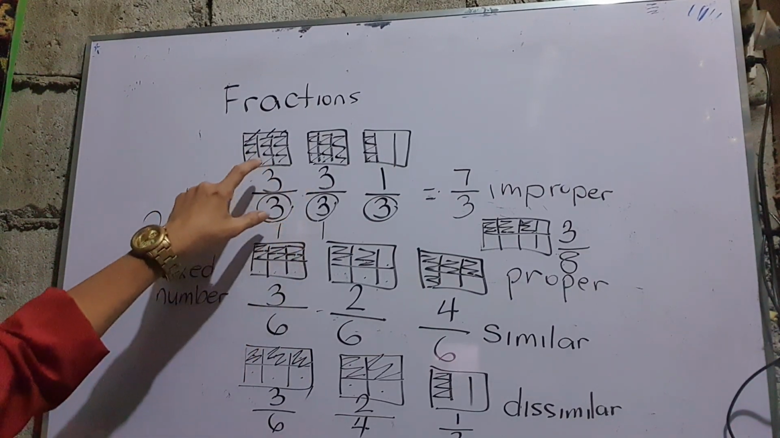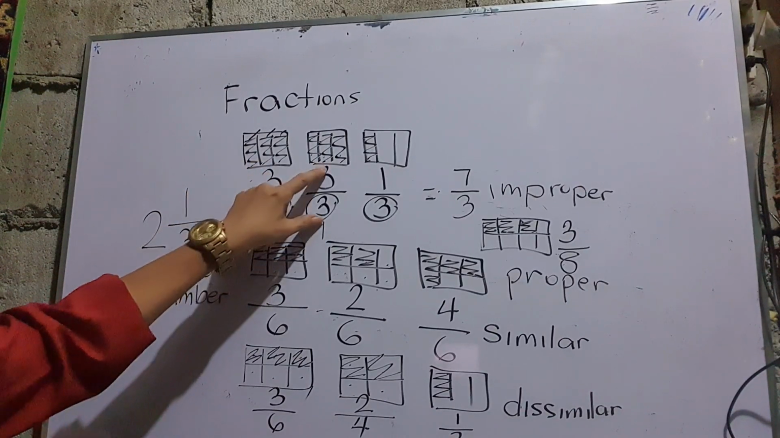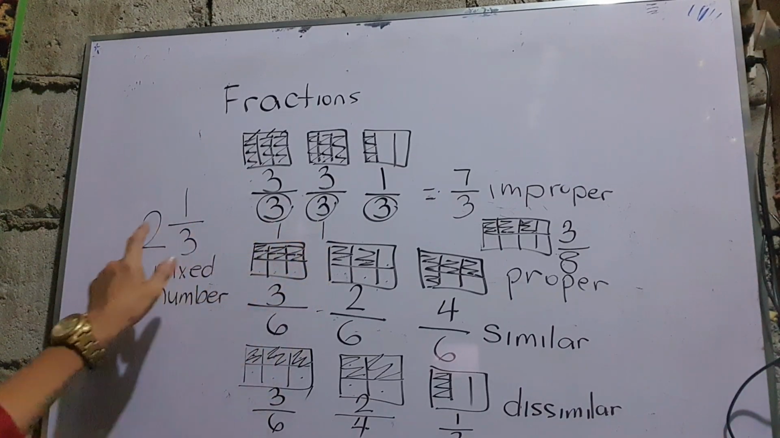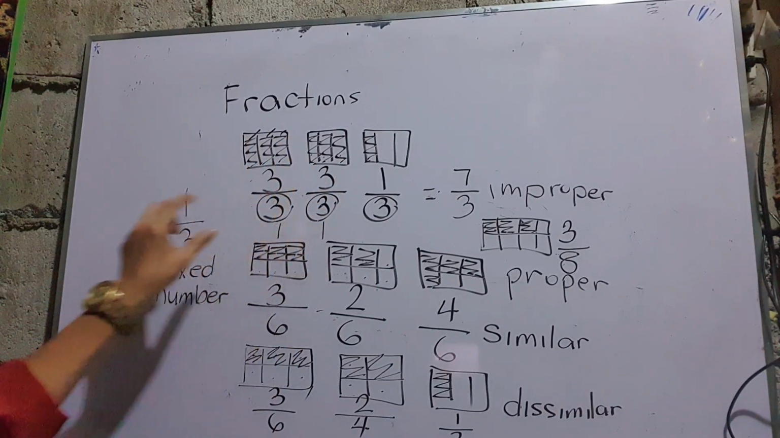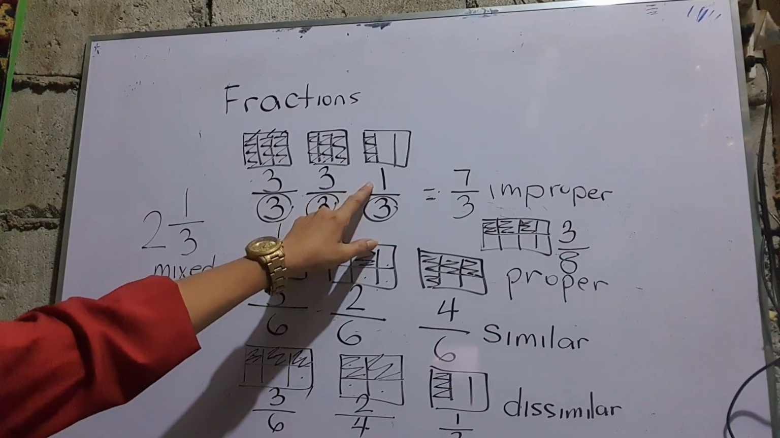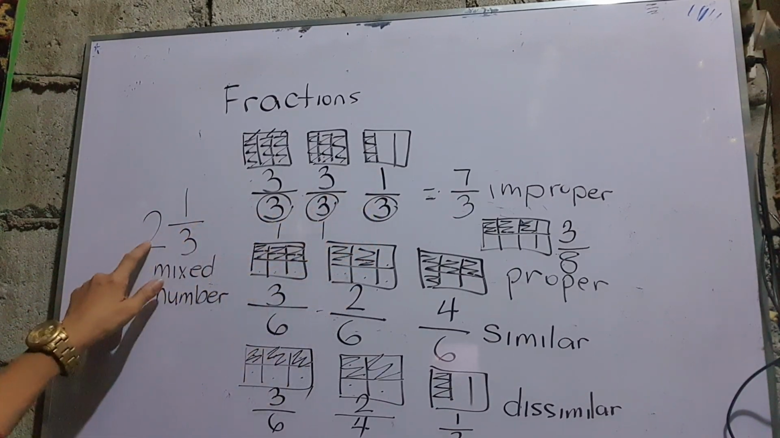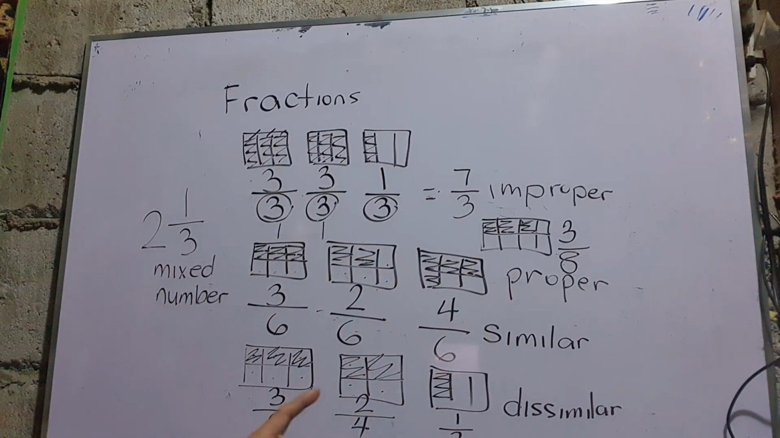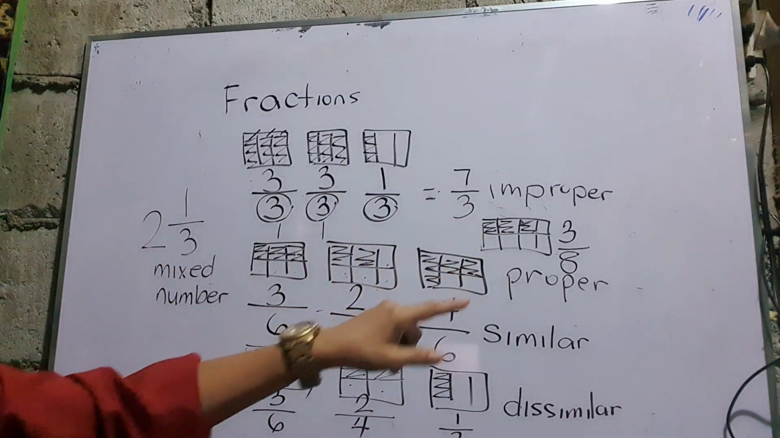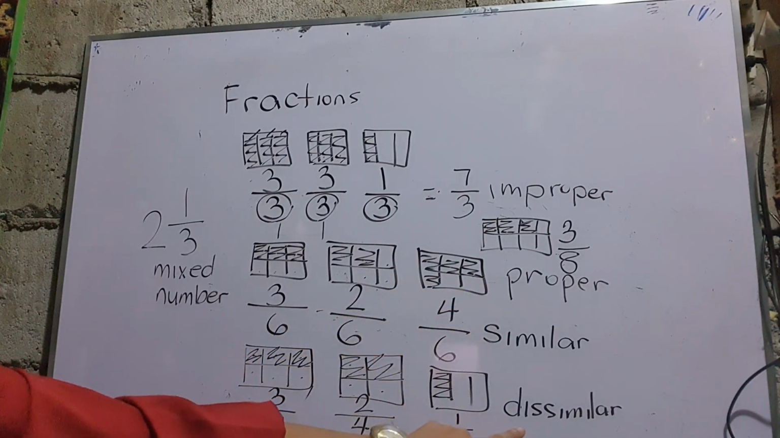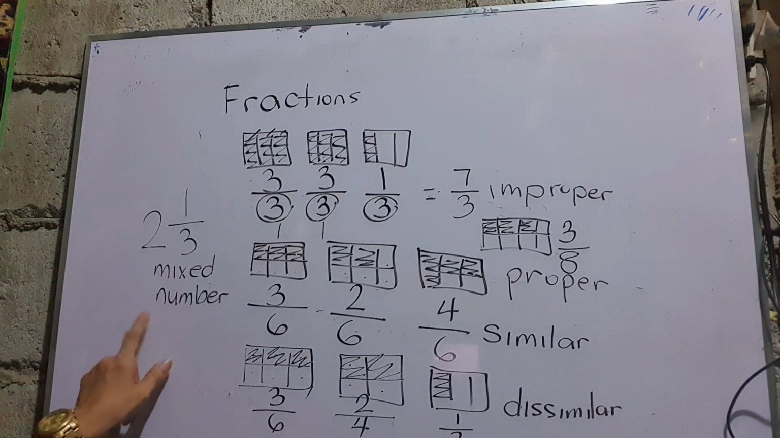So, dito, 3 over 3 is equals to 1. 3 over 3 is equals to 1. Pagsamahin natin, 1 plus 1 is 2. Ito yung 2, so ito yung buo. So, 2 is the whole number. And then, we have here a part of it, 1 over 3. Kaya, 2 and 1/3. So, these are the kinds of fraction: improper fraction, proper fraction, similar fraction, dissimilar fraction, and mixed number.